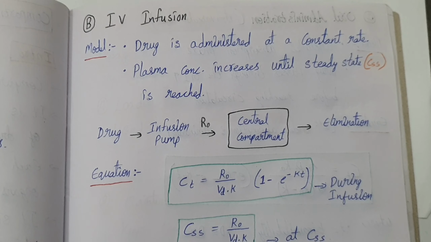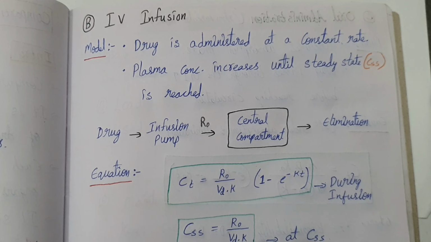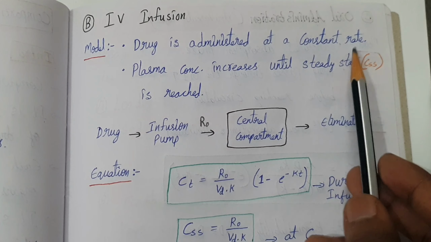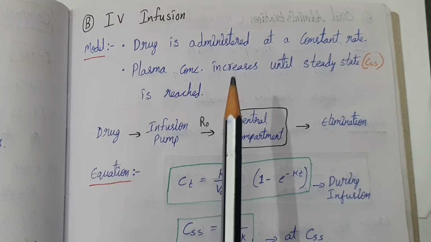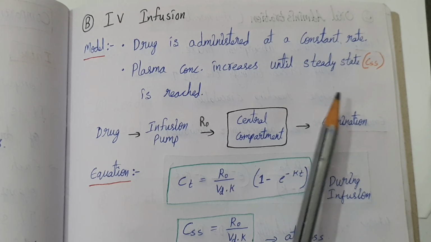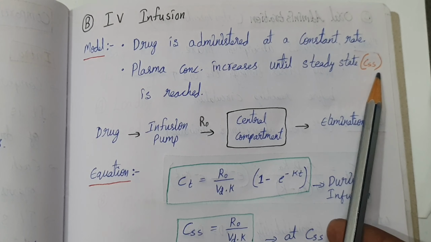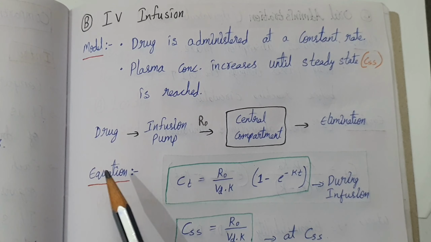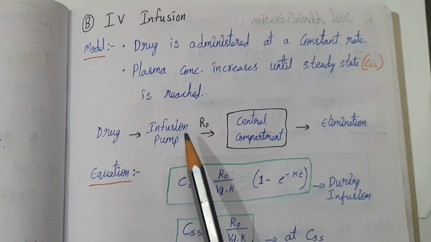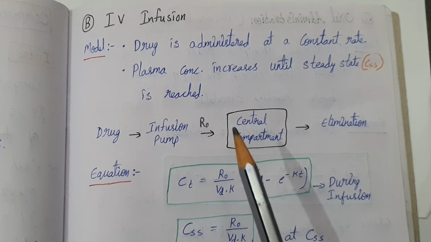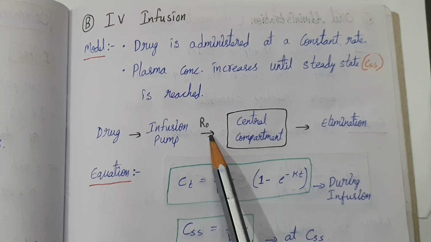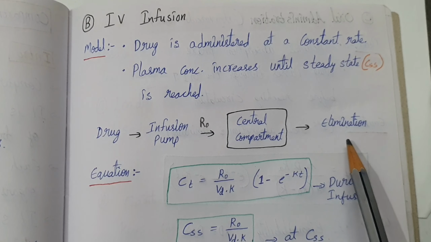Now let's discuss IV infusion. Here the drug is administered at a constant rate and the plasma concentration increases until it reaches steady state concentration. You can see in the diagram the drug in the form of infusion, where R naught represents the rate of infusion, is directly injected into the central compartment at a constant rate. Then the elimination takes place.